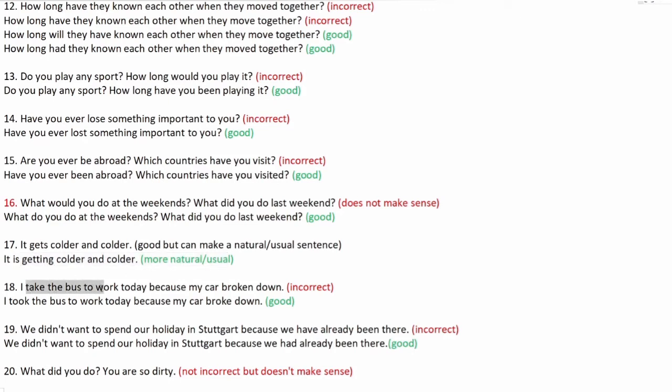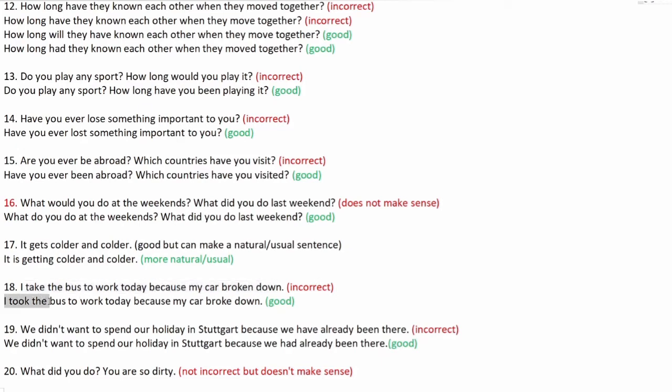Okay. I take the bus to work today because my car broken down. Again, incorrect. I took the bus, not I take the bus to work. You say I take the bus to work, and then suddenly you put today. How can that be? You're talking about today or every day or usually. It's so confusing. It just doesn't make any sense. That's why it's grammatically incorrect.